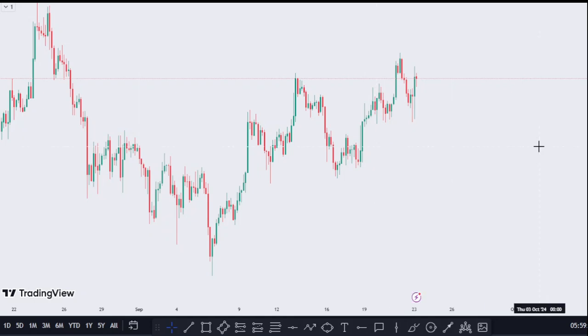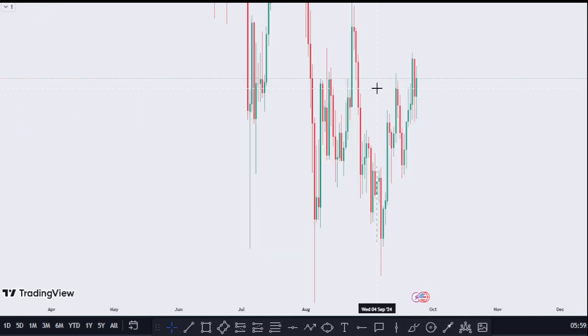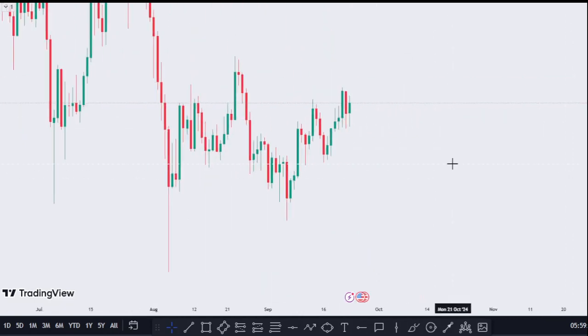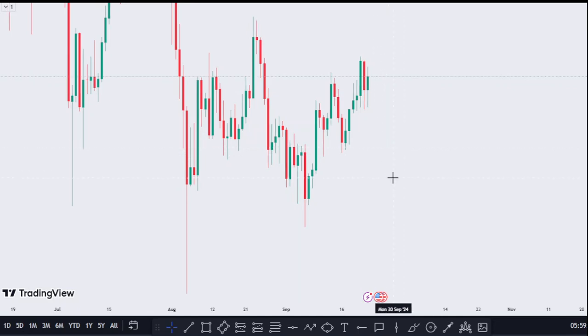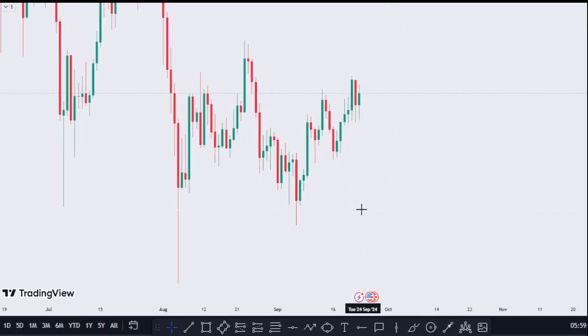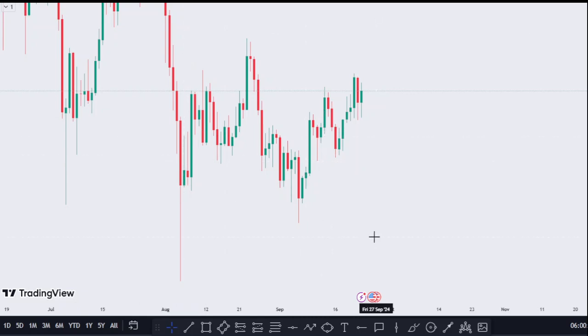So the next pair on my watch list right now is Dogecoin USD. For those of us that are into crypto, this is another opportunity for us to understand how to analyze the crypto market. This is Dogecoin USD. And what is the price action saying on the higher time frame? Right now we have structure like this.